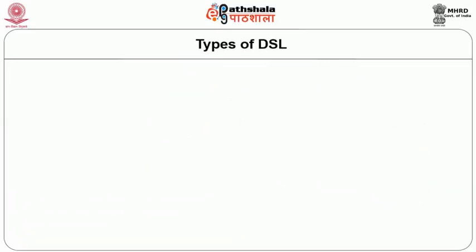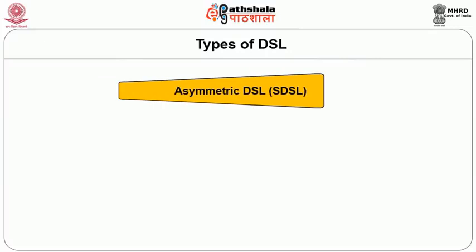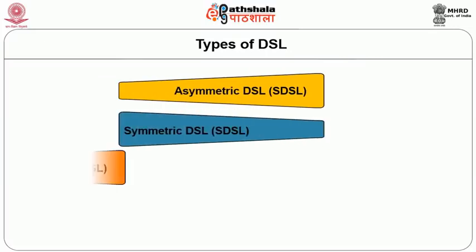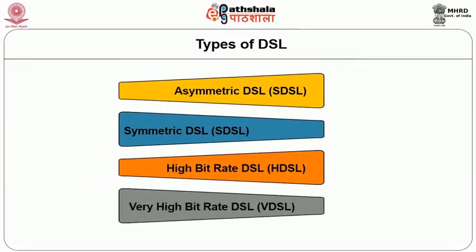There are 4 or 5 variants of DSL. One is asymmetric DSL, second is symmetric DSL, then high bitrate DSL, and very high bitrate DSL. The technology used in DSL is out of scope of this small duration talk.